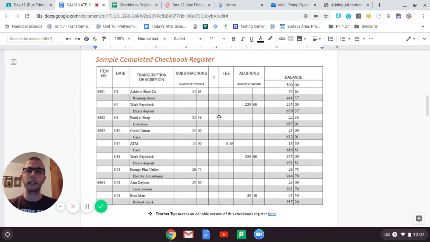We have looked at one of these before, I believe, but this is for a different reason here. Okay, so item numbers down the left, it could be the check number. Then you have the dates of those transactions, the transaction description. Then you get into subtractions or additions.